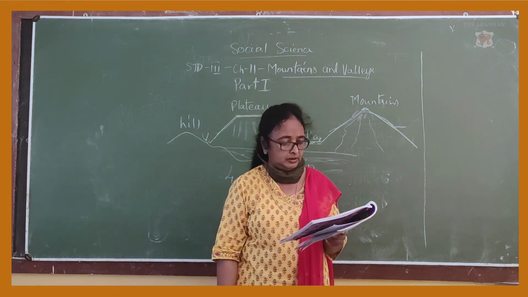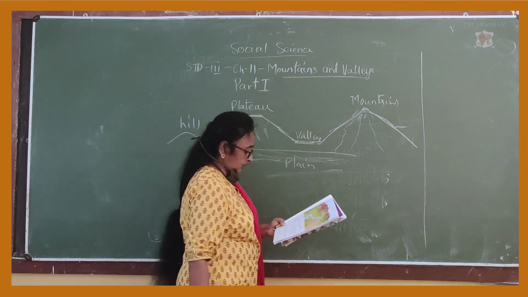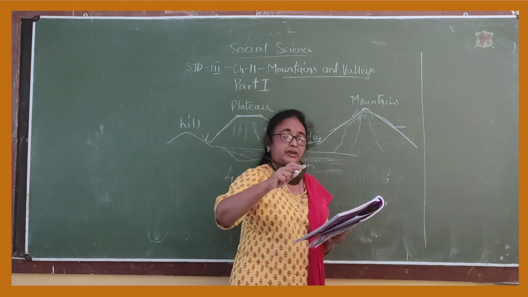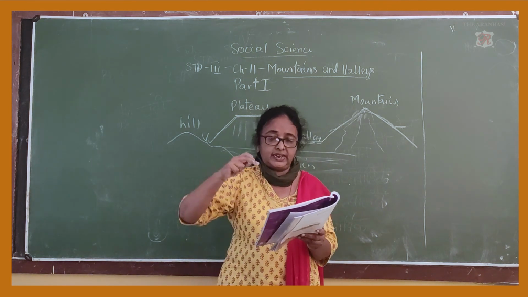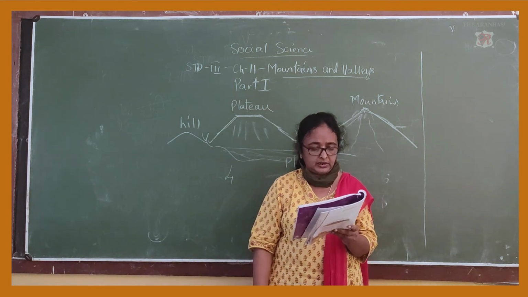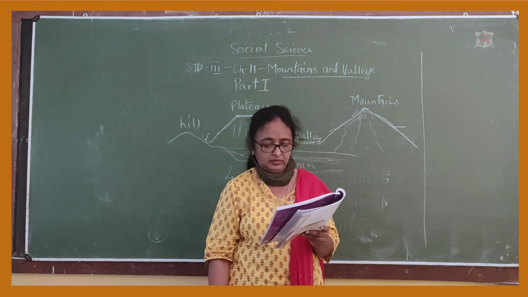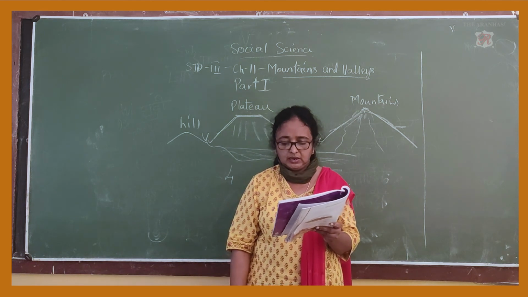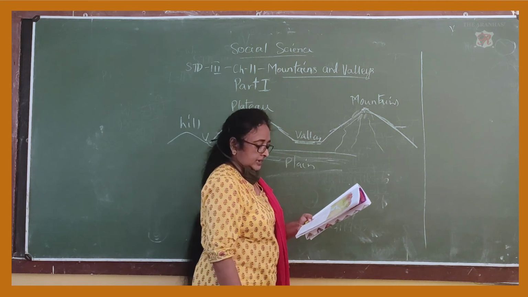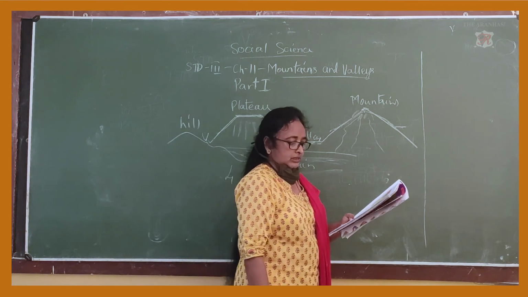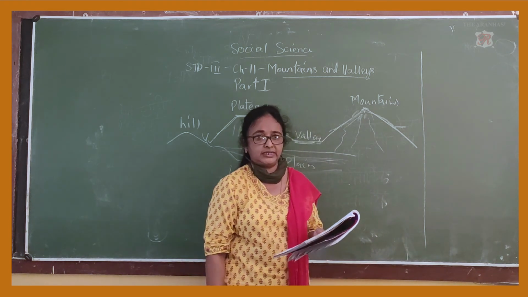Now plateaus. Now what are plateaus? We have seen here, this is called a plateau. So what are they? They are also flat land but on the mountain, which is raised high. A plateau is a flat land that is higher than the land around it. It is like a table. Okay? It is like a table. So it is also called tableland.